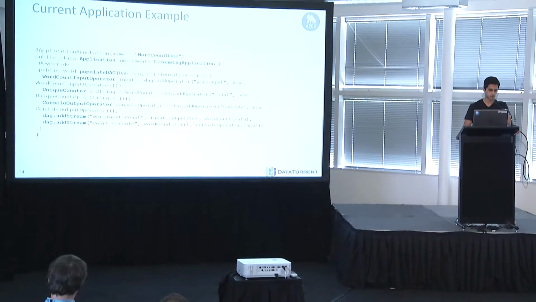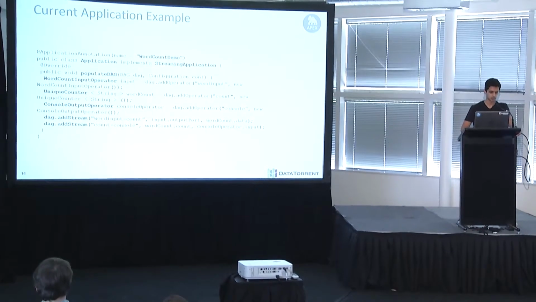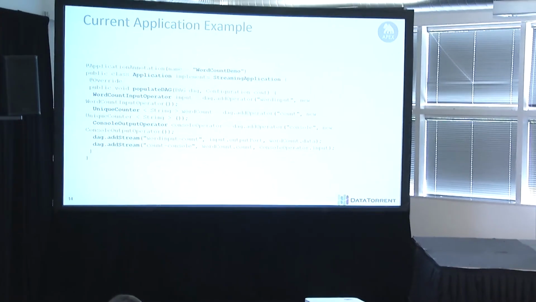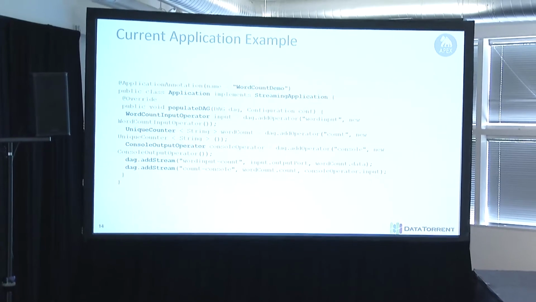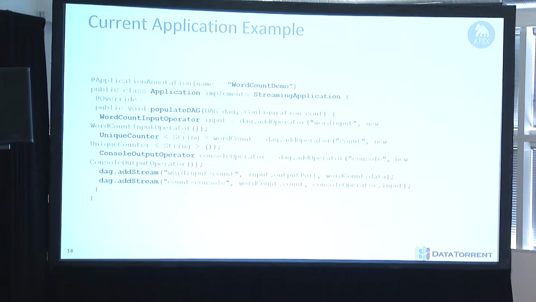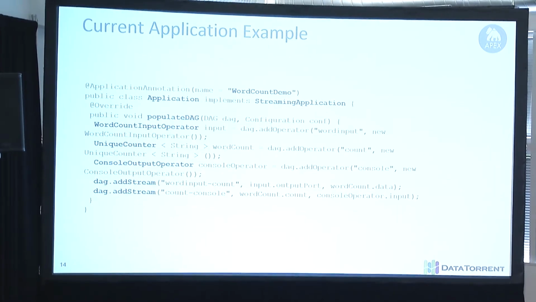So here's a current example, right? This is with the compositional API. You write an application that implements a streaming application. You override the populateDAG method, and you add a bunch of operators to it. This is the hello world of the big data space. Here we are just doing a word count input operator. It's going to read some stuff from a file, do a unique count on it, and flush all of that data to a console output operator, and then I'm just connecting a bunch of streams.